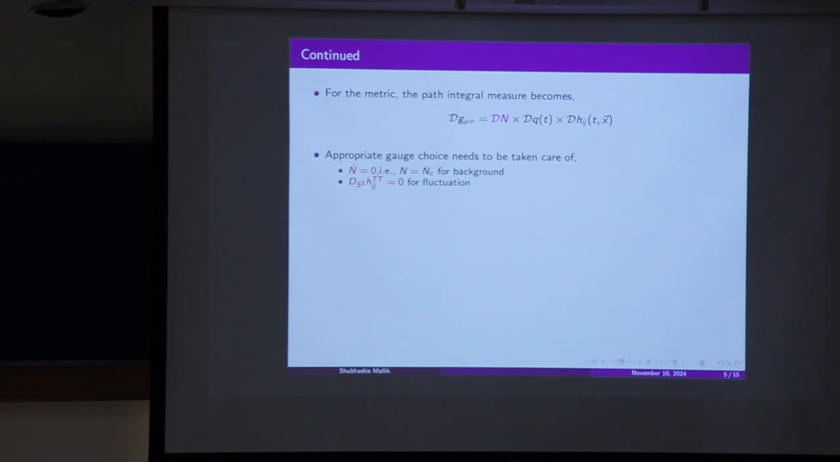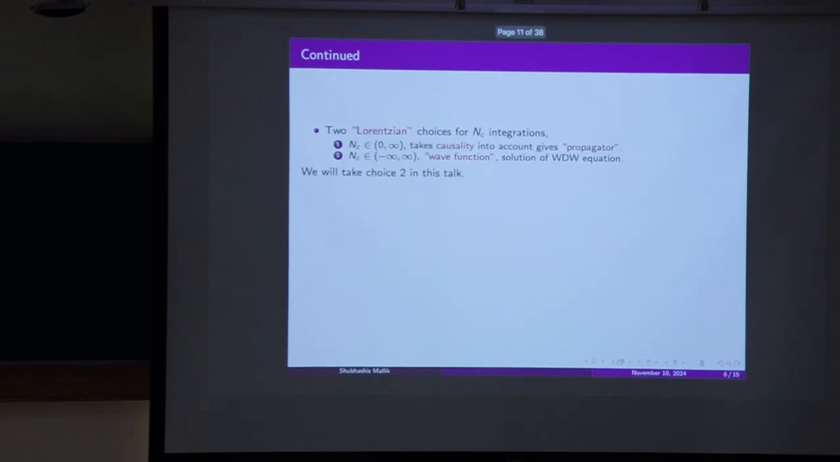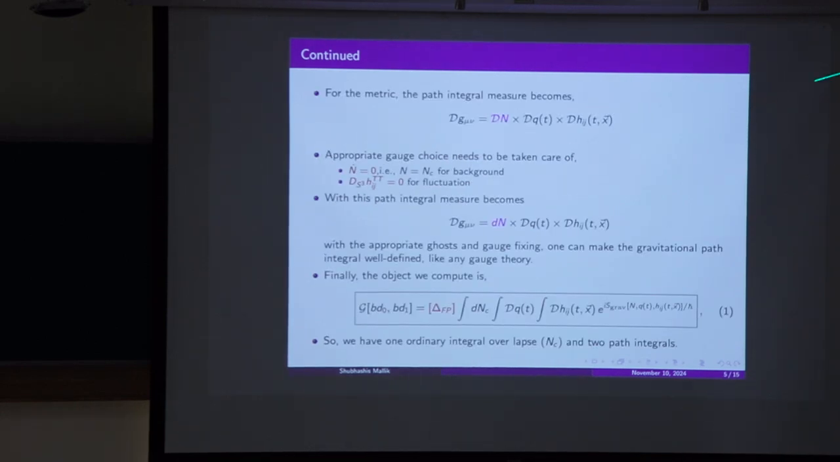For background, there is standard choice, which is N dot equals 0. It means putting lapse to be constant. And for fluctuation, I will take the usual transverse traceless gauge condition. With these gauge conditions, the path integral over lapse becomes just ordinary integral over N. And with appropriate ghost and gauge fixing term, one can make this gravitational path integral well defined, like any gauge theory. Now finally, one computes this object.